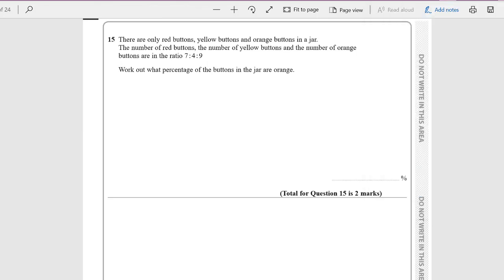So it says there are only red buttons, yellow buttons, and orange buttons in a jar. The number of red buttons, yellow buttons, and orange buttons are 7, 4, 9. So work out what percentage of the buttons in the jar are orange. Okay, so it's already given us the ratio, 7, 4, 9, and it's told us in respective order.